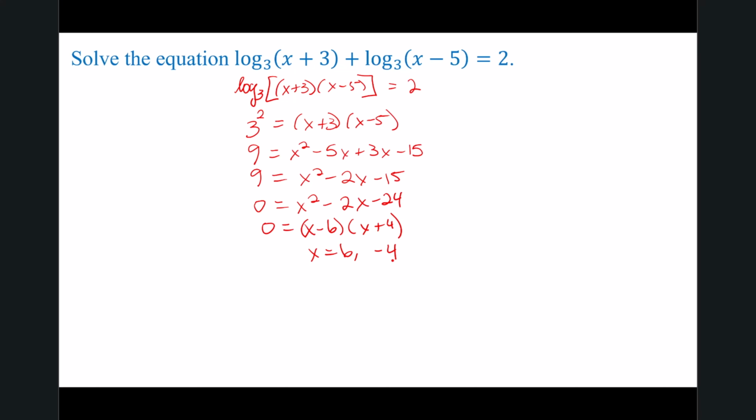Now we need to check and make sure that neither of these solutions causes a problem with the domain. So if I substitute in x equals 6, here I have 6 plus 3, that's 9. 9 is positive, so that works. Here I would have 6 minus 5, which is also positive, so that one also works. So the solution x equals 6 works. What about x equals negative 4, though? If I substitute in negative 4 into x plus 3, negative 4 plus 3 is not positive. So that solution is not going to work because we cannot take the log of a negative number. We can only take the log of positive numbers. So our only solution will be x equals 6.